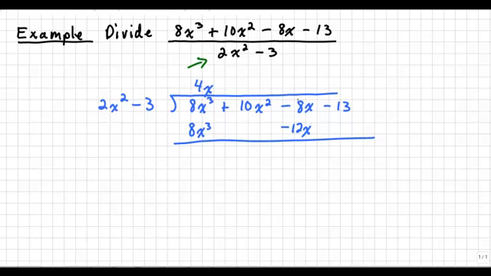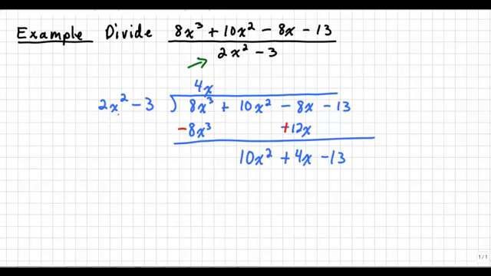Okay, now we're subtracting these. But instead of subtracting, for me, it's easier to think of adding the opposite, which is the same thing. So I'm going to change the sign of this. I'm going to make this minus 8x cubed and this plus 12x. And then I'm going to add these polynomials together. So 8x cubed plus a negative 8x cubed is 0. That's what we wanted. We get 10x squared. There's nothing here, so it's just going to be 10x squared. Minus 8x plus 12x is going to be plus 4x. And then we can bring down this next term, minus 13.